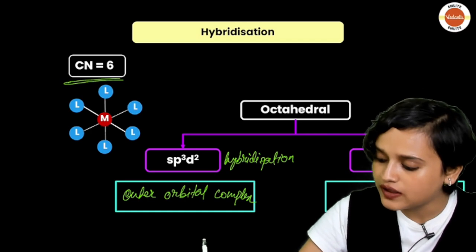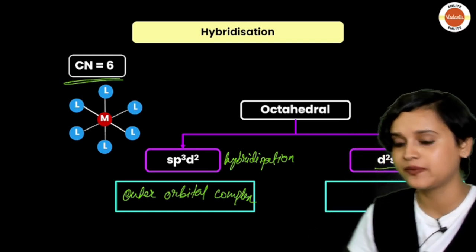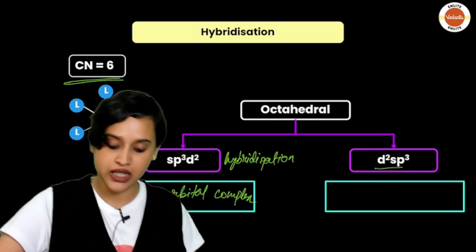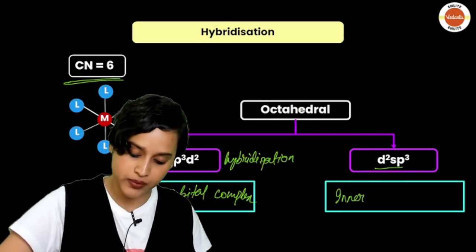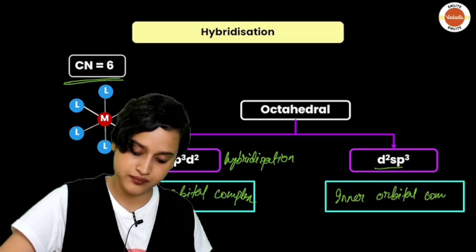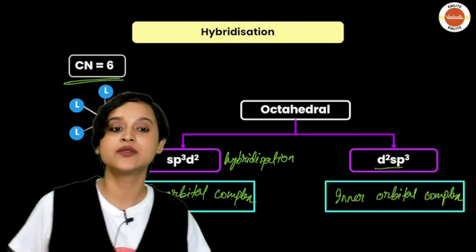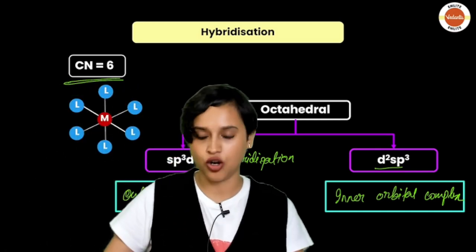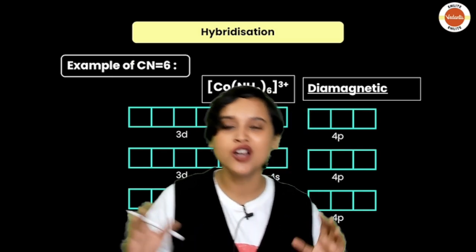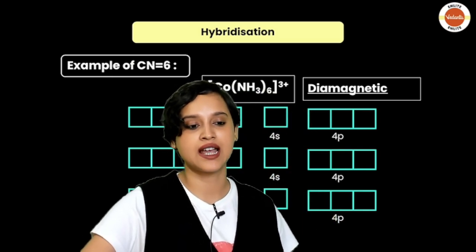And this forms d2sp3. When it is d2sp3, it is going to be an inner orbital complex. It will form an inner orbital complex. Getting my point? Yes, is this all clear? Now let's solve some examples so that we understand this better.